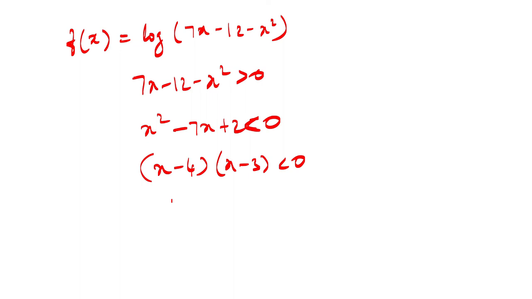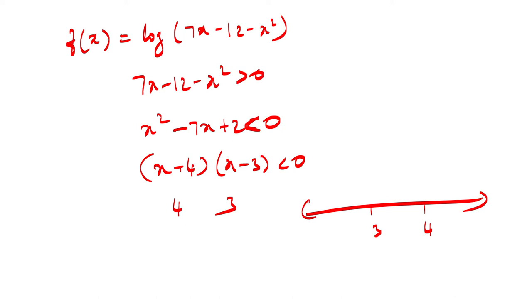And what are my critical points? Critical points are 4 and 3, once I equate x minus 4 and x minus 3 with 0. So 4 comma 3 are my critical points. Just put them on the number line. This is 3, this is 4.